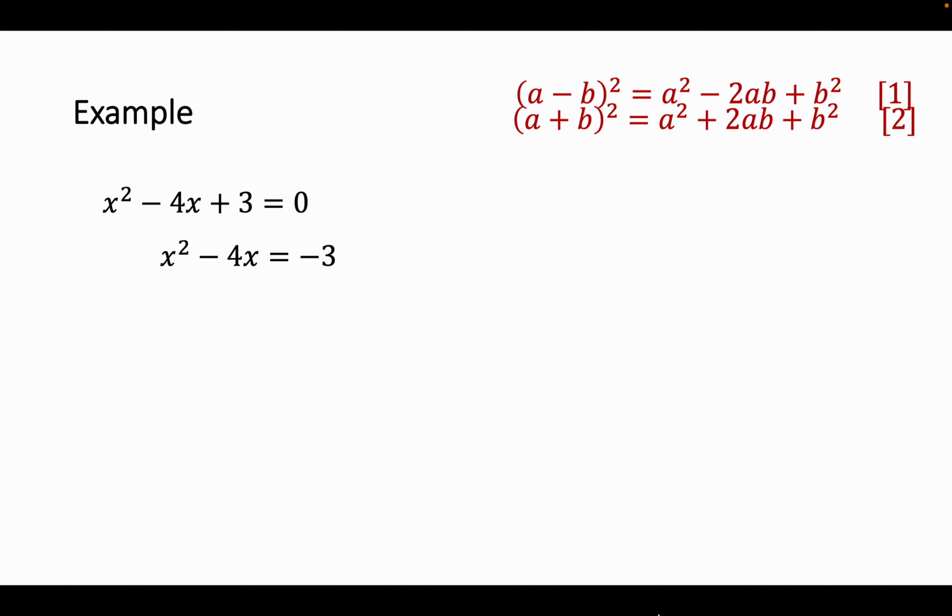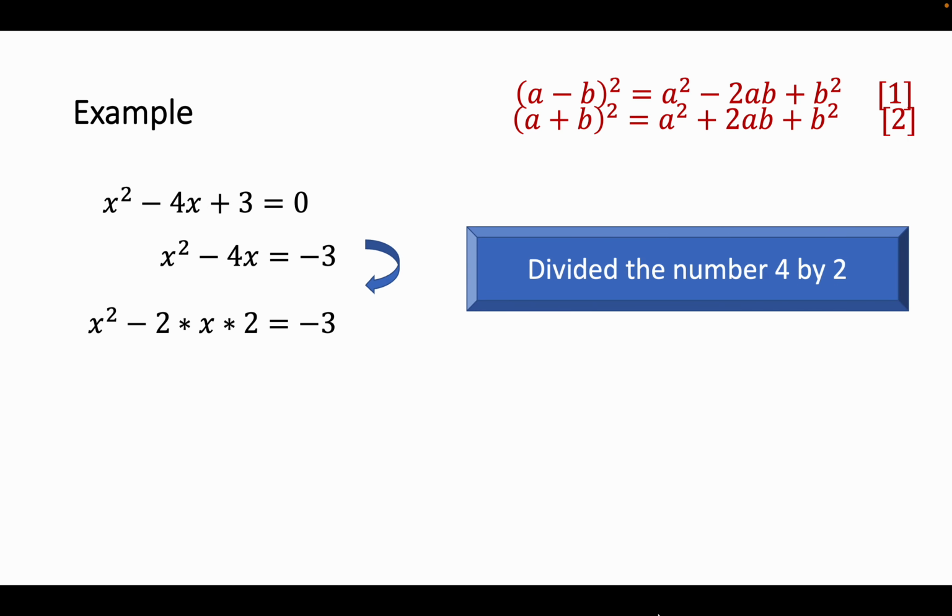One of these examples is x squared minus 4x plus 3 equals 0. The first step is to move the 3 to the other side by subtracting 3. Remember, on the top right is the formula that we will be using throughout the entire video. In the formula, a represents x and b represents 2.